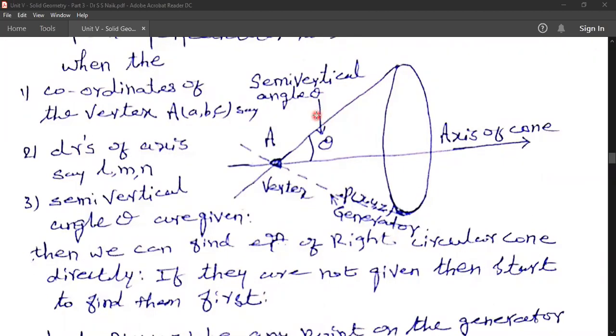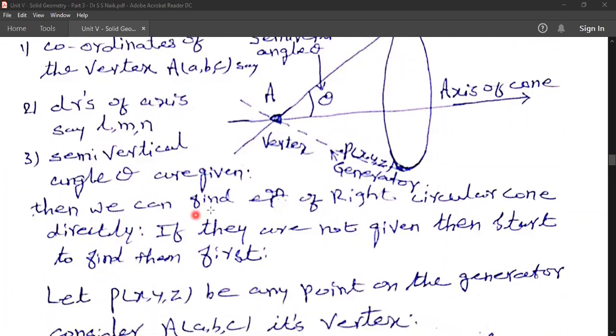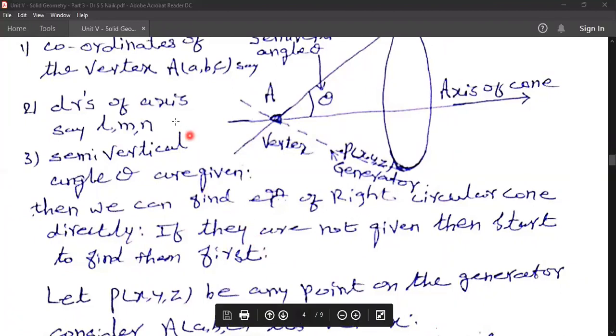Then to find the equation of a right circular cone, we have to know these 3 things. What are they? The vertex, the direction ratios of the axis, say LMN, and the semi-vertical angle theta. If these are given, then we can find the equation of a right circular cone by using the formula for cos theta, which we are going to discuss. If they are not given, that means the coordinates of the vertex are not known, the direction ratios of the axis are not known, and the semi-vertical angle theta is not known, then first you will have to find them.